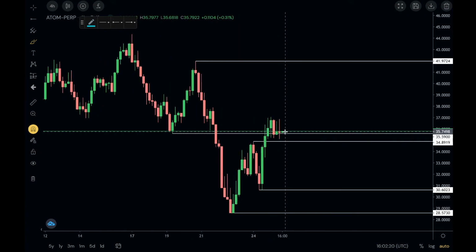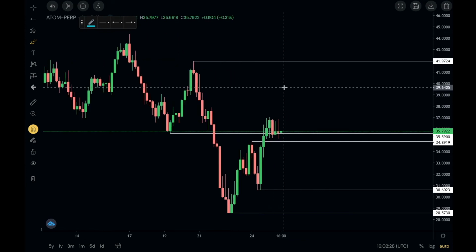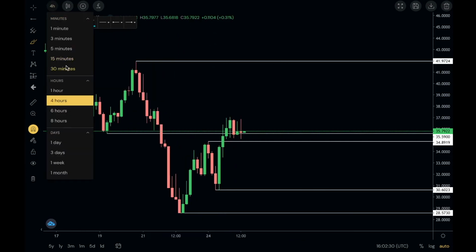But let's say that you see some move going on, like this could be a long entry and targeting the range high here. What else? Let's look at the 30 minutes.